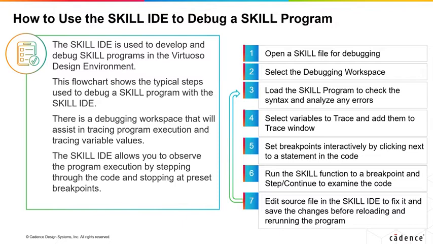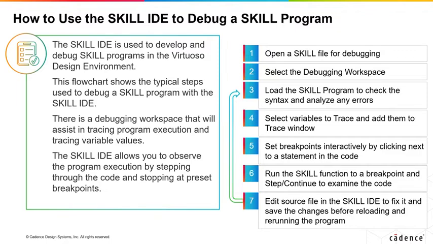Then what you'll want to do is, if you're trying to figure out an issue in your program or want to just observe what's going on, you can select some variables to trace, and it will be added to the Trace Assistant window. You may want to set some breakpoints so you can stop execution. You can do this interactively by simply clicking in the left-hand column next to the statement in the code that you want to stop at.